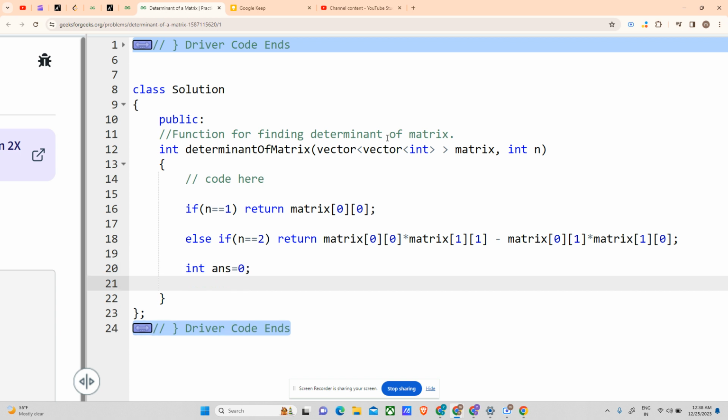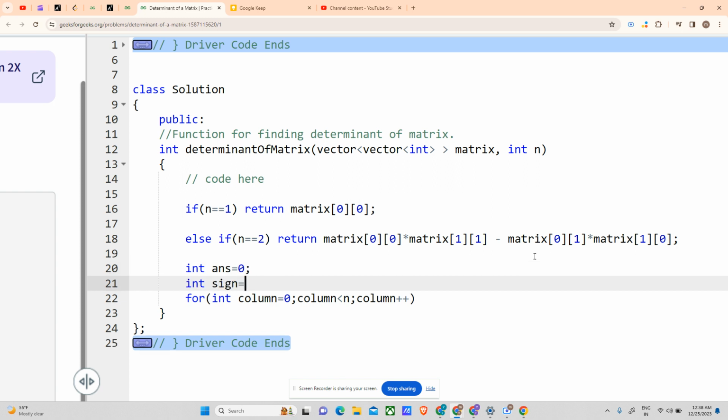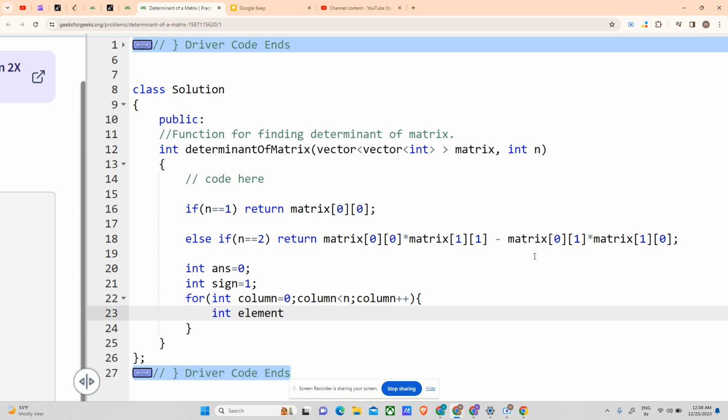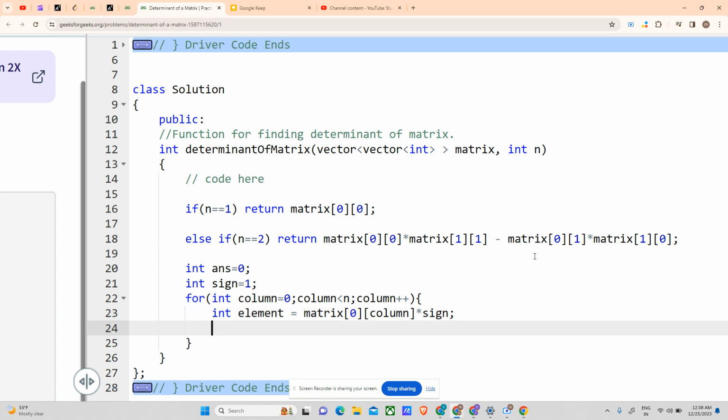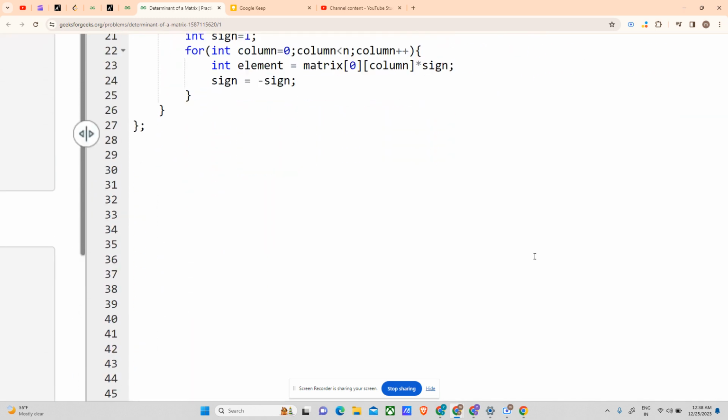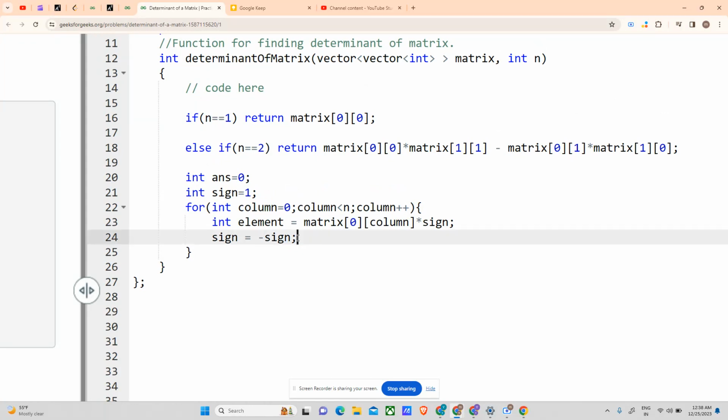After that, for the remaining cases, what we have to do? Declare a variable answer, to calculate the final answer. Then for int column equals 0, column less than n, column plus plus. Also we were dealing with the sign here. Sign was 1 initially. Then element equals matrix of 0 column multiplied with sign. Sign becomes negative: if it was 1, it is converted to minus 1. If it was minus 1, it is converted to plus 1.